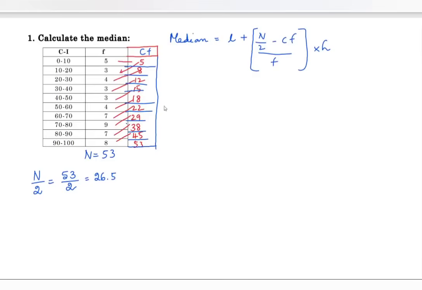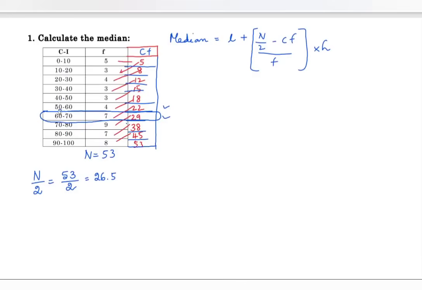It is between 22 and 29. Now out of this, which is the highest? 29. Therefore this class becomes the median class. Mark it. The value 26.5 lies between 22 and 29. I'll mark the 29 row as the median class.